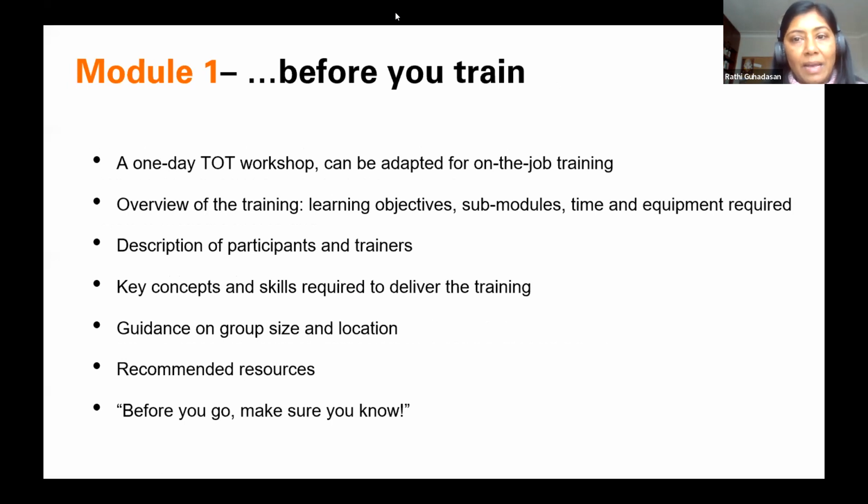Each of the modules has an introductory section providing guidance for both programme leads and trainers, and it's very, very useful to read this before you go to train. Some of the information contained includes the learning objectives and the topic broken down into sub-modules by time, activity and equipment required, and recommended criteria for participants and trainers, and details key concepts and skills required to deliver the training. There are also some recommendations on group size and venue, and some additional resources that I will show you when we do a demonstration at the end. Next slide, please.